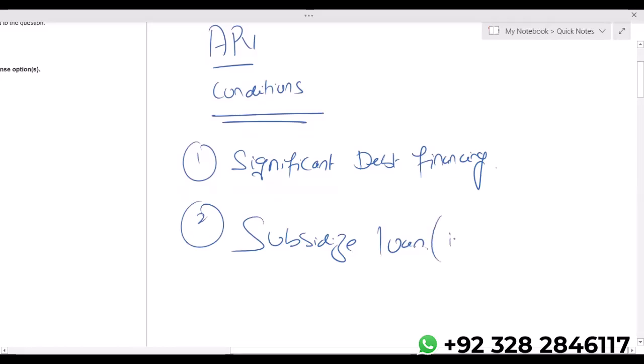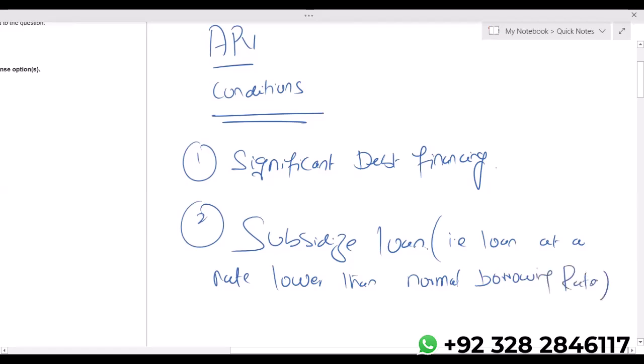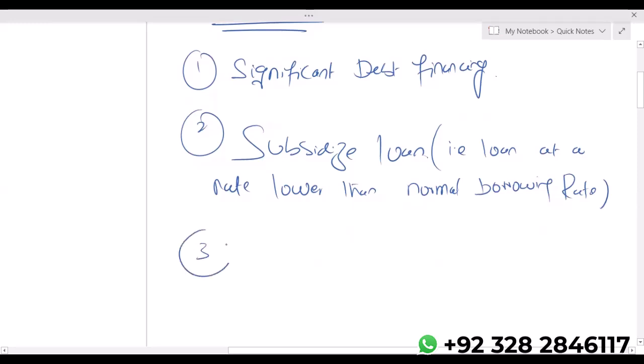So that is a loan at a rate lower than the normal borrowing rate. That is a subsidized loan. Third, there's a possibility of issue cost as well. When we say issue cost, it could relate to equity or debt or even both.